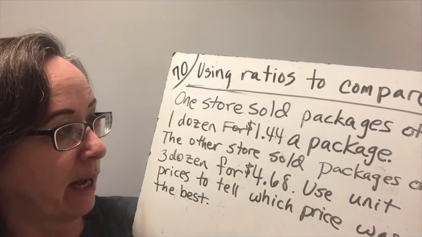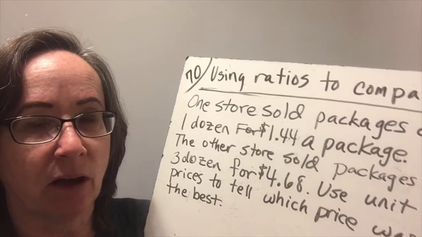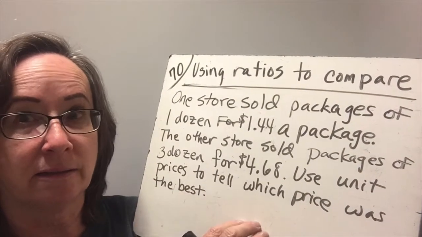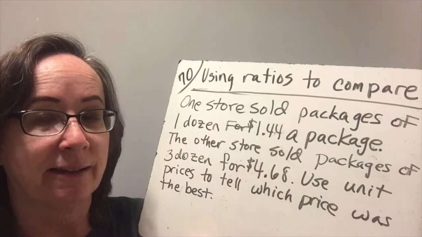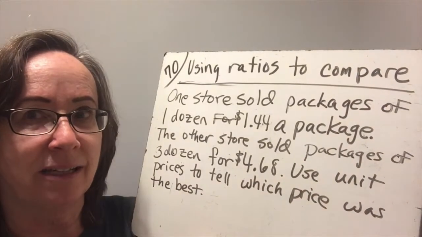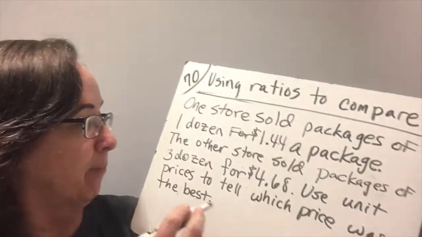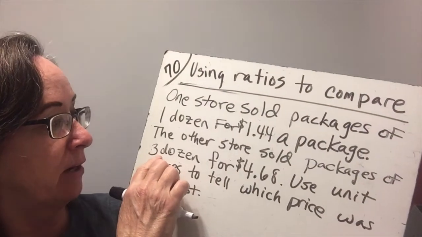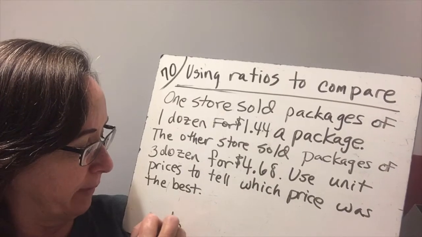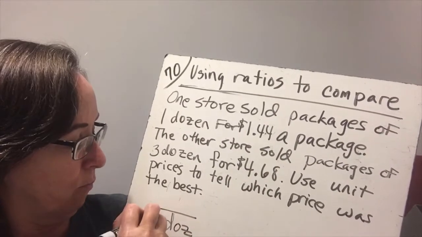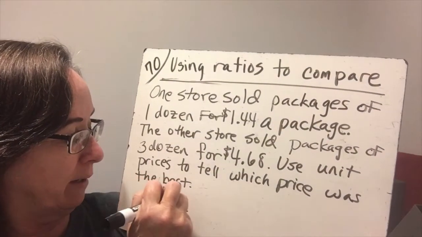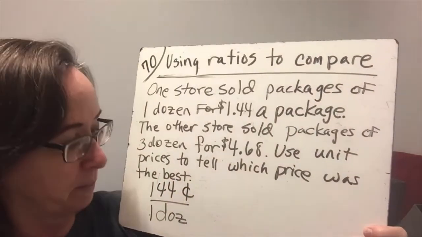It says which price is best, so don't we want a per dozen on the bottom? If we have 30 cents and 45 cents per dozen, that will help us to compare which price is the best, right? So we want our dozen on the bottom and our money on the top. We're going to have 1 dozen for $1.44. We're just going to make that 144 cents to make it a little bit easier.